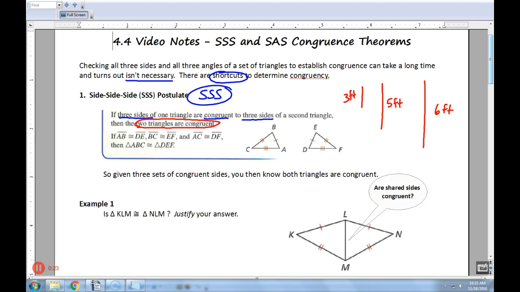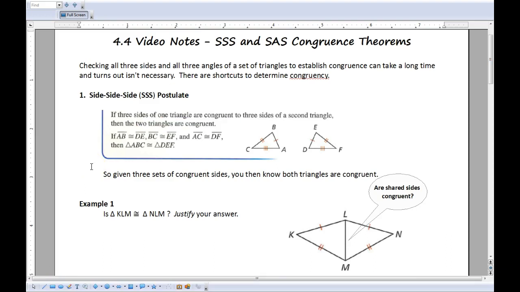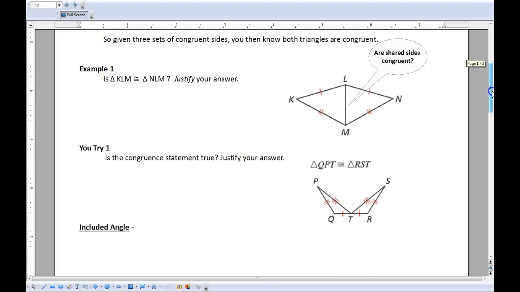If everybody in this room did that and nailed them all together, and we brought them up and stacked them in the center of the room, every single triangle would land on top of the other ones and it would be a perfect match. So as long as all 3 sides match, the 2 triangles are congruent. The key feature here is, given 3 sets of congruent sides, you know that the triangles are congruent. Sometimes you're explicitly given that, sometimes you have to figure it out on your own.